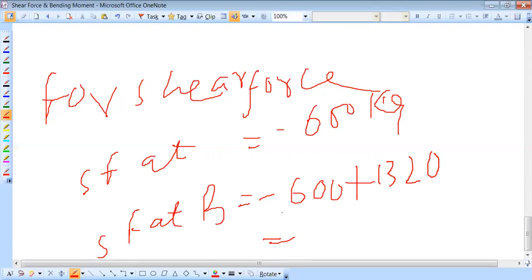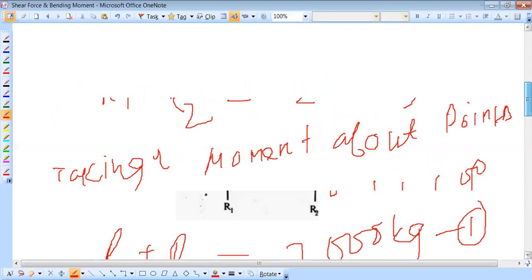1320 minus 600 is equal to how much? 720. So you can write here 720. We have already found the B value. Then find out the C.